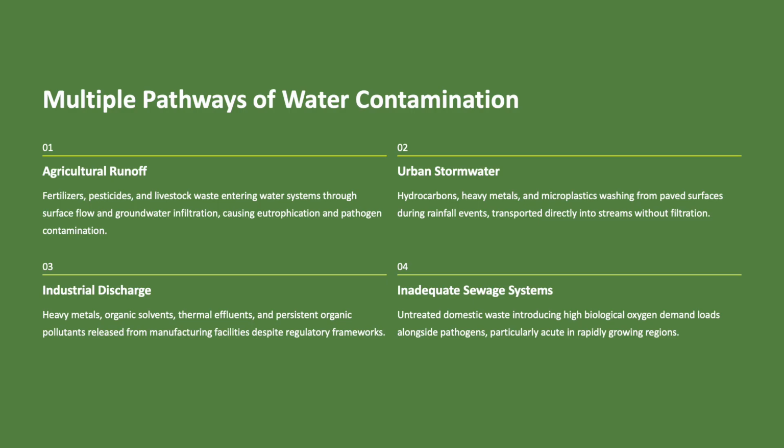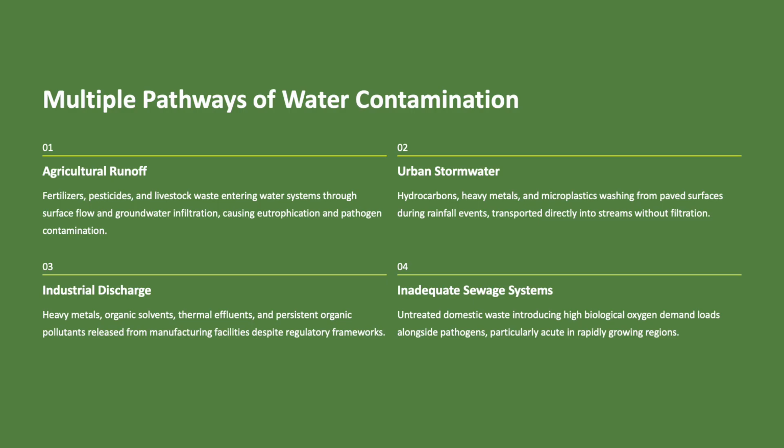Industrial discharge remains a significant concern, despite regulatory frameworks. Manufacturing facilities may release heavy metals, organic solvents, thermal effluents, and persistent pollutants into water systems. Even when regulated, accidental releases, outdated infrastructure, or insufficient enforcement can result in substantial contamination events. These pollutants can accumulate in sediments where they may remain for decades and pose risks to aquatic organisms and human health. Inadequate sewage systems amplify the problem, particularly in rapidly urbanizing regions.